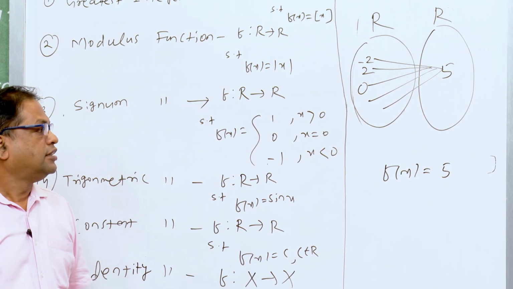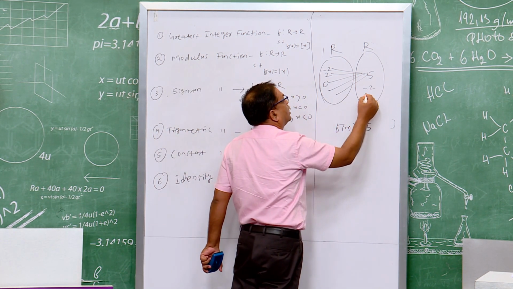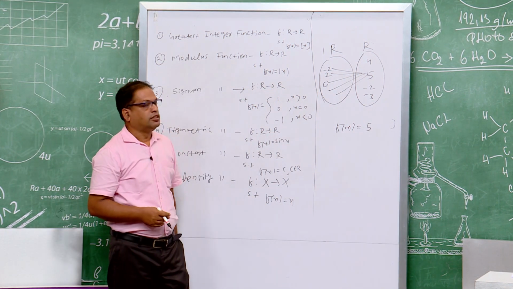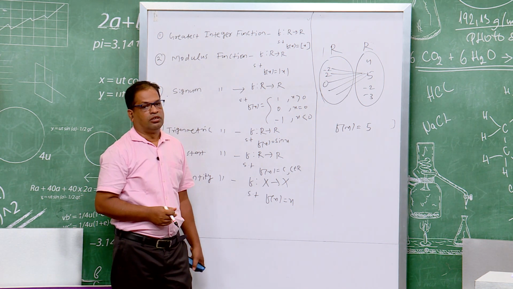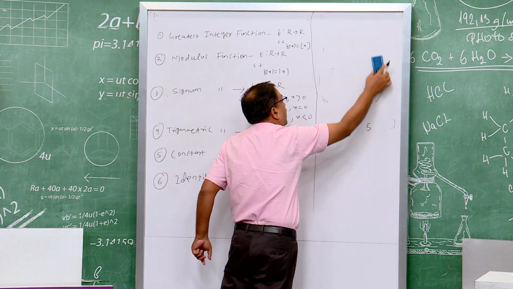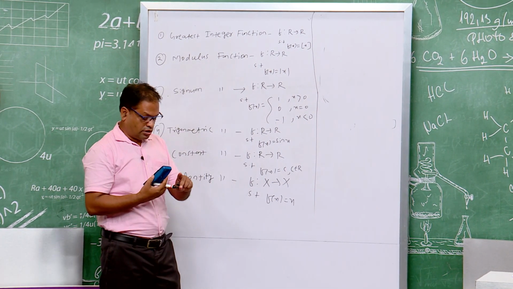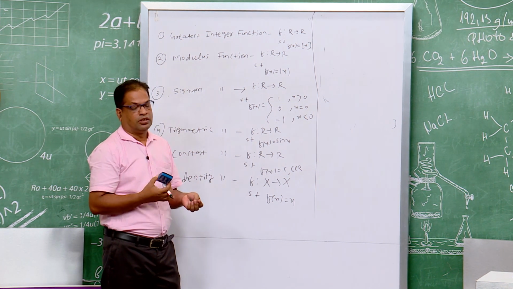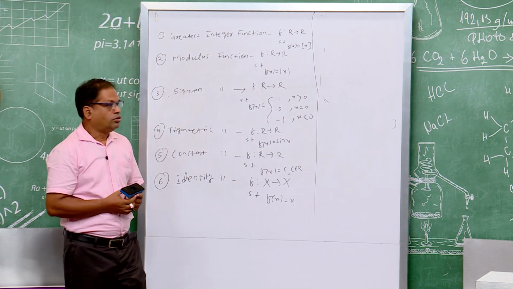So this is again a many-one function, and there are negative numbers and positive numbers that do not have any pre-image in the domain. So the constant function is again neither 1-1 nor onto. Finally, the last one is the identity function. This is an important function when we discuss function composition and function inverse. The identity function is both 1-1 and onto.